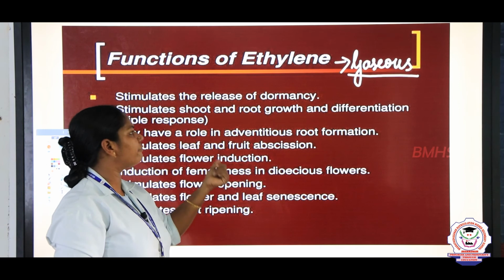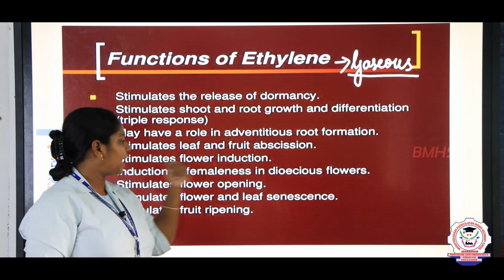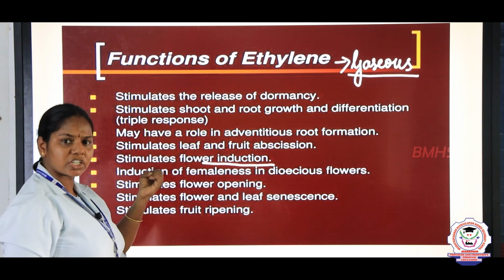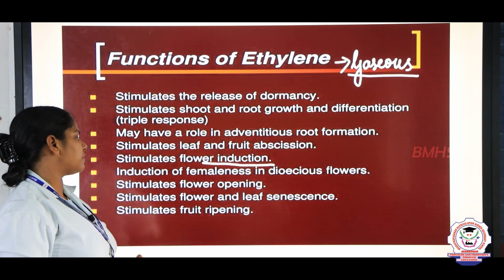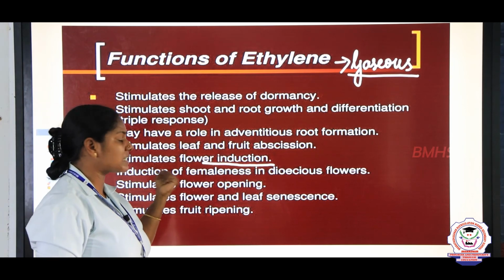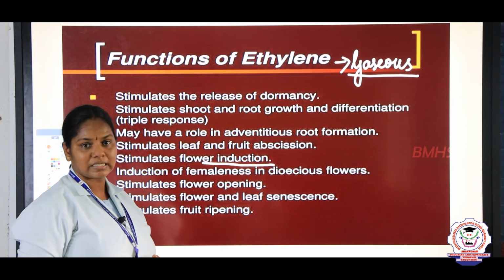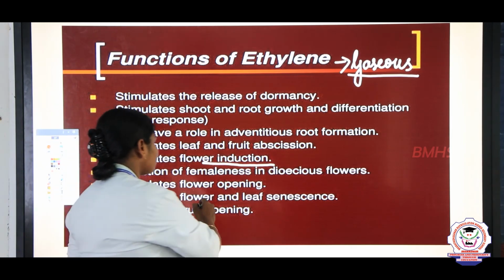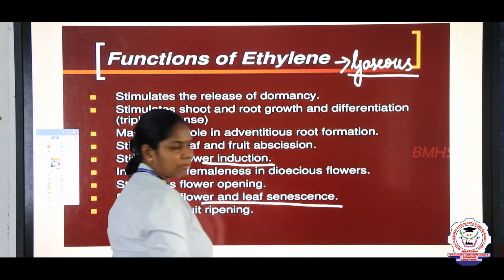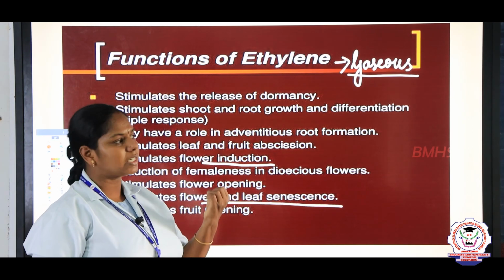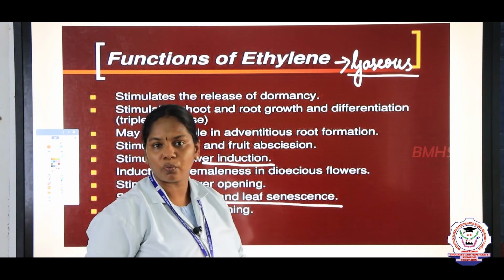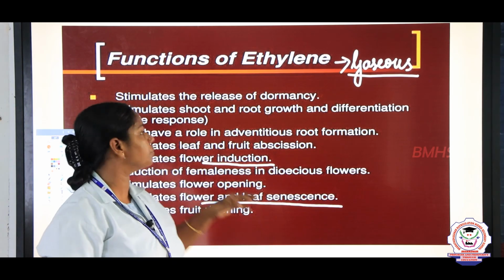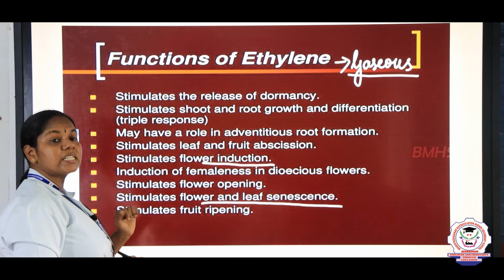So that is also a function of ethylene, and it stimulates flower induction. Flower induction means formation of flowers, inducing the flowers, and it is also responsible for femaleness in the flowers. Female character will be stimulated more, and it stimulates flower and leaf senescence. Yes, sometimes when some plants mature, automatically the flowers fall down, right, and the continuation of the species is arrested for some time. That is also due to ethylene, and it stimulates fruit ripening.